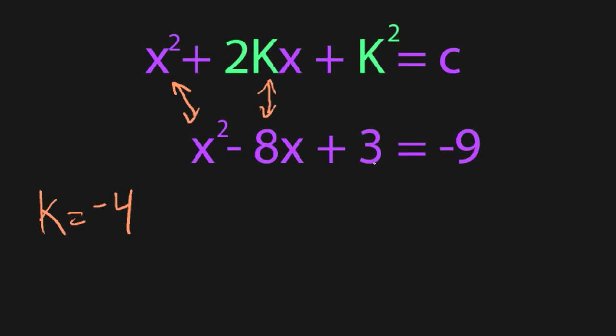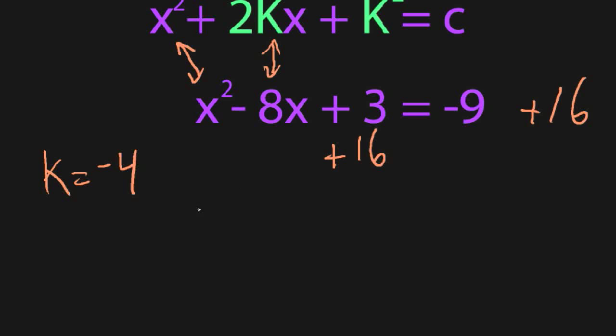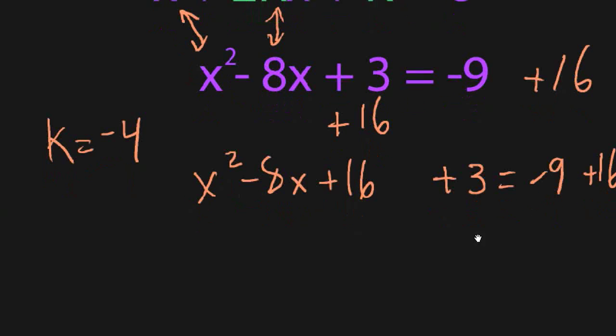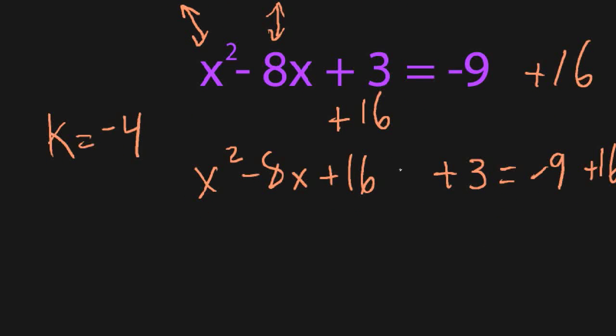But if we think carefully about the basic rule of algebra, that tells us that we can add anything we want to both sides of the equation. As long as we do it to both sides of the equation, the resulting equation is still true. So I'll just add 16. As long as I add it to both sides of the equation, the resulting equation is still true. That's the basic rule of algebra. So now we have x squared minus 8x plus 16. I'm just going to shove the plus 3 to the side and have that -9 plus 16 on the right side. So notice that after we've added this 16 in, we've completed the square.